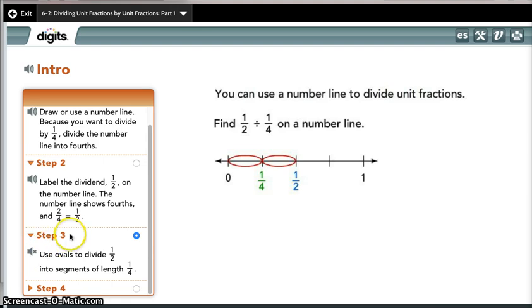Use ovals to divide 1/2 into segments of length 1/4. Okay, so each oval is going to show how many 1/4 segments are within 1/2. So here's a 1/4 segment, and here's a 1/4 segment.